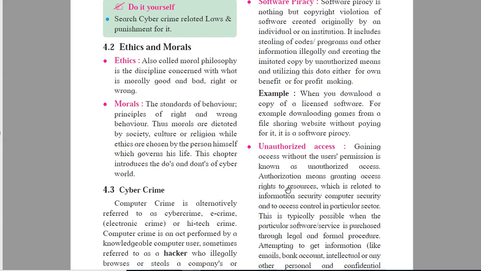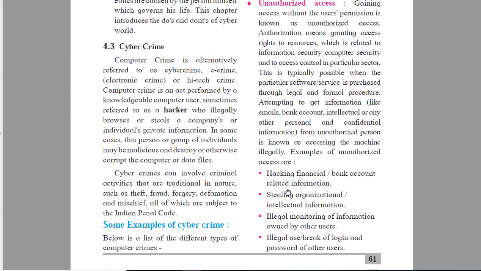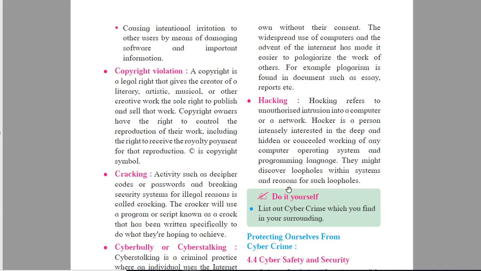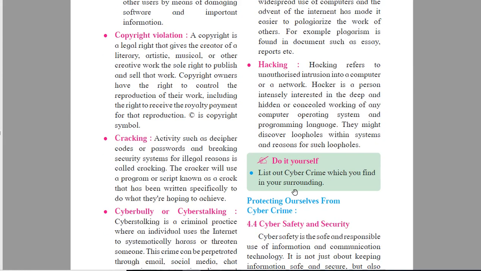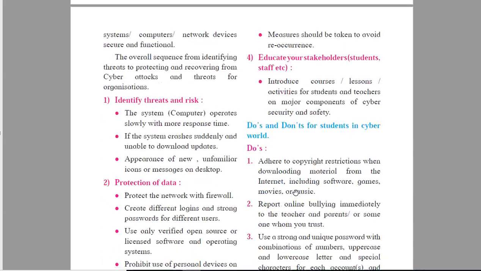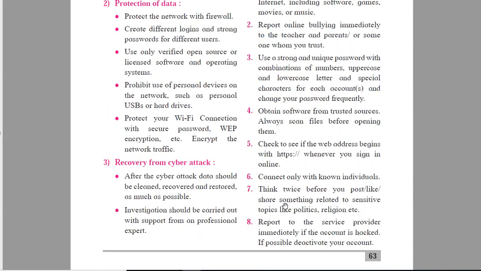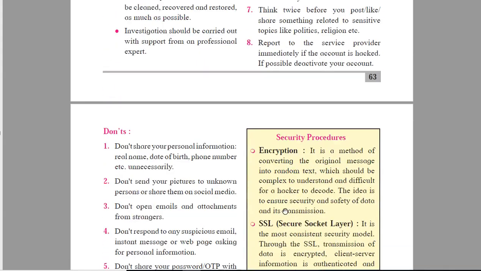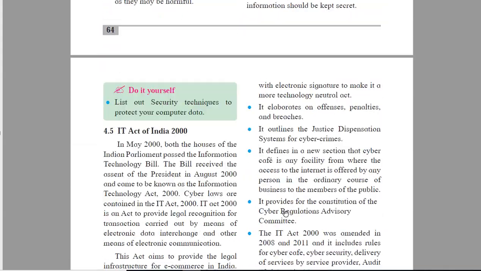We have seen the different types of cyber crimes, that is, what is software piracy, what is unauthorized access, what are copyright violations, and cracking. This we have seen in this chapter. So you all have to go through the lessons and solve the exercise of this chapter. The exercise of this chapter is very small.